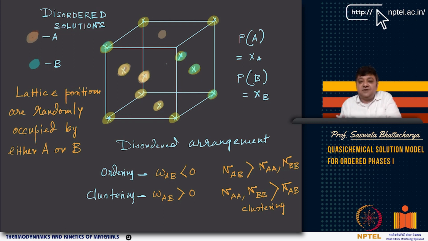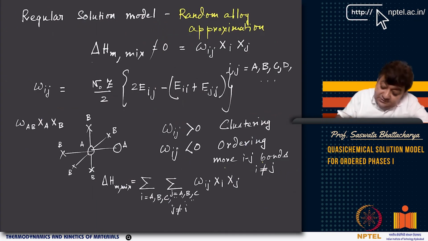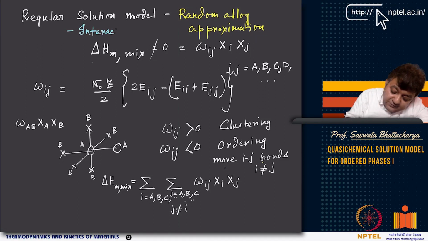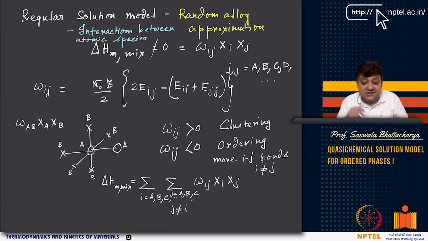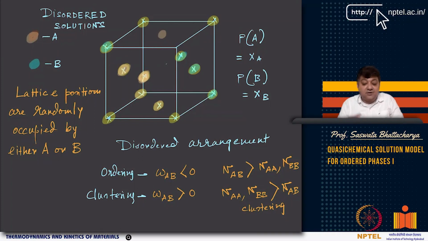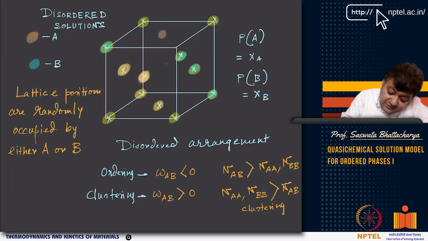From the ideal solution, you have come to the regular solution, because in the regular solution you can now take into account ordering and also the interactions. So please understand why you went to the regular solution model: because you are describing interactions between different kinds of atoms, between the atomic species, between the components. The interactions give you a finite enthalpy of mixing, right? It is no longer zero enthalpy of mixing, as in the ideal case. It also leads to this clustering and ordering description, but still the idea is that in regular solutions you are always considering disordered solutions or disordered phases.